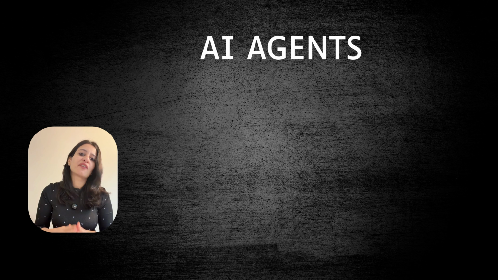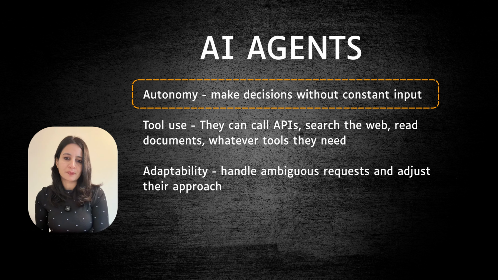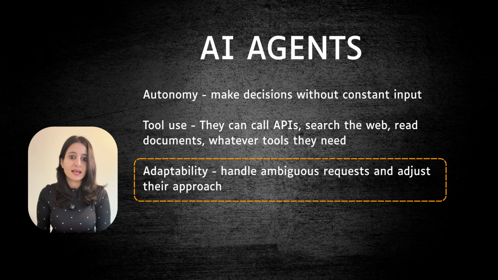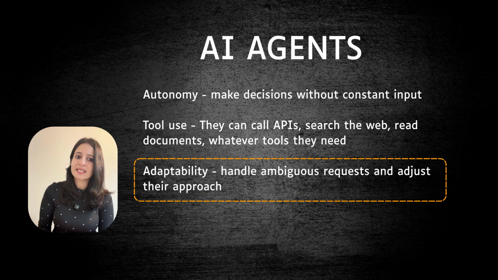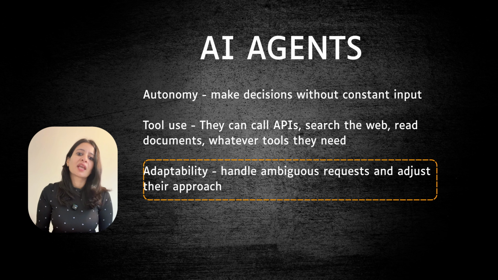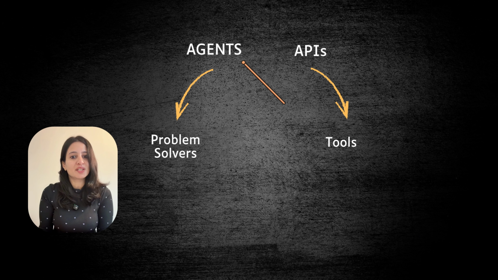AI agents have three key traits. Autonomy. They make decisions without constant input. Second is tool use. They can call APIs, search the web, read documents, and whatever tools they need. Then there is adaptability. They handle ambiguous requests and adjust their approach. If a flight is too expensive, they find alternatives. Agents are problem solvers. APIs are tools that agents can use.